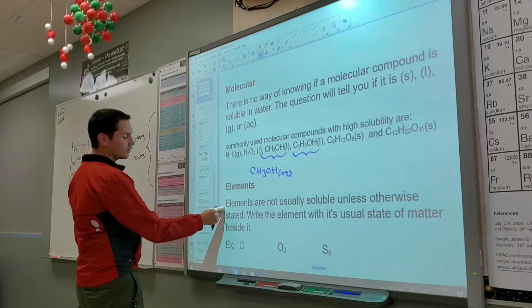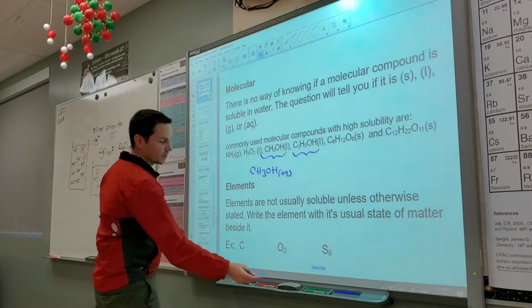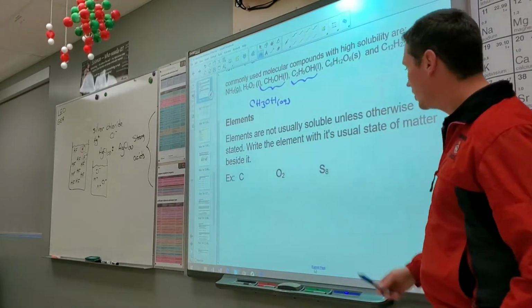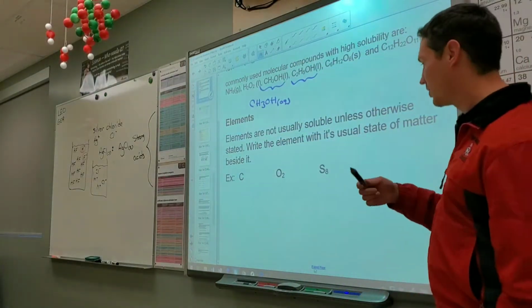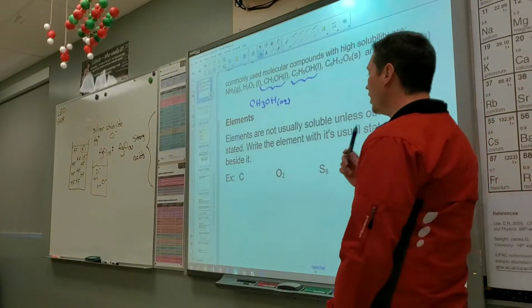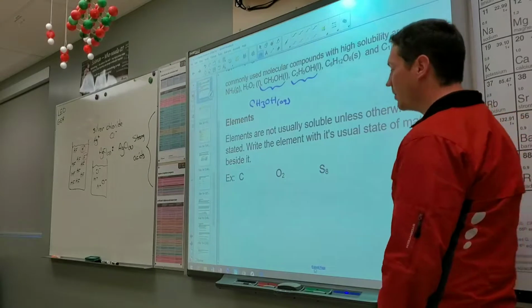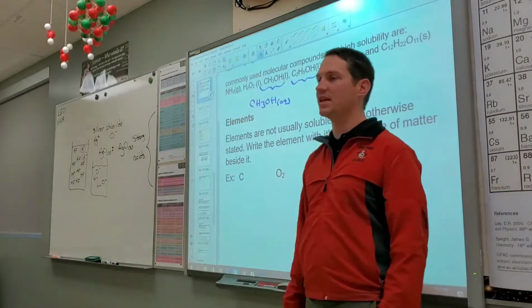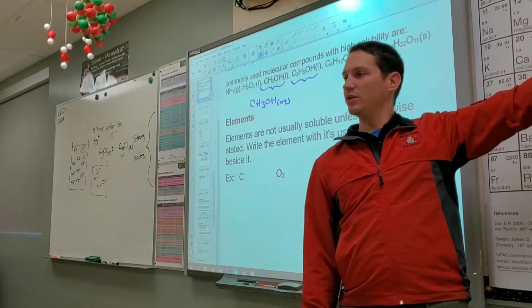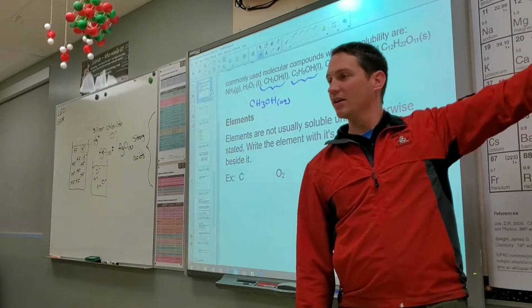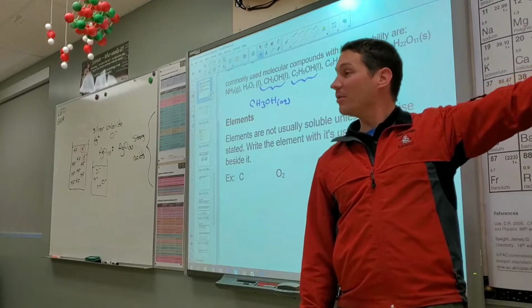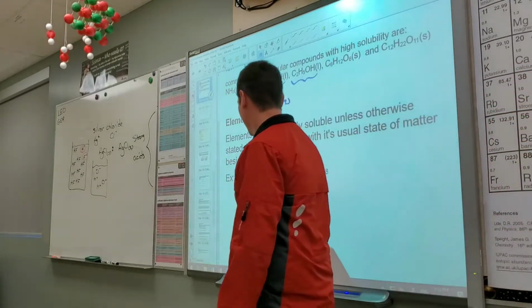And then the last thing we need in order to be able to understand this is elements. Elements are not usually soluble unless I tell you that they are. I can't think of a single element that is soluble in water. So write the element with its usual state of matter beside it. Carbon. What's carbon's state of matter usually at room temperature? Solid. It's a non-metallic solid, right?